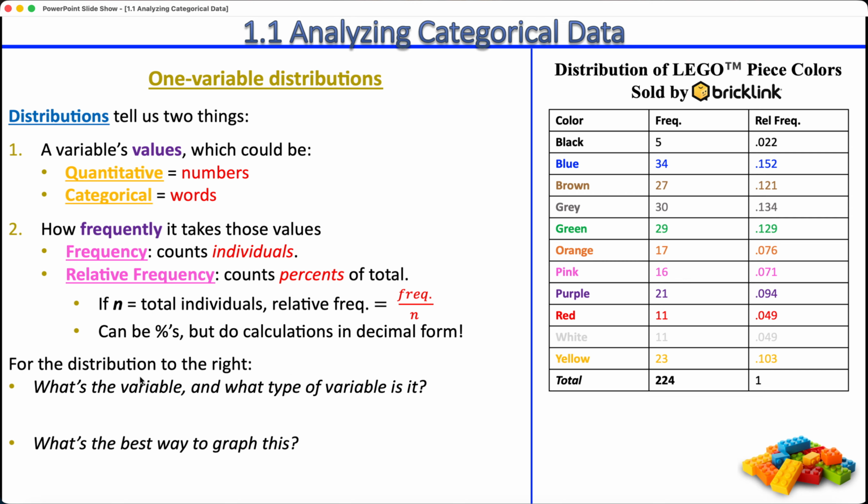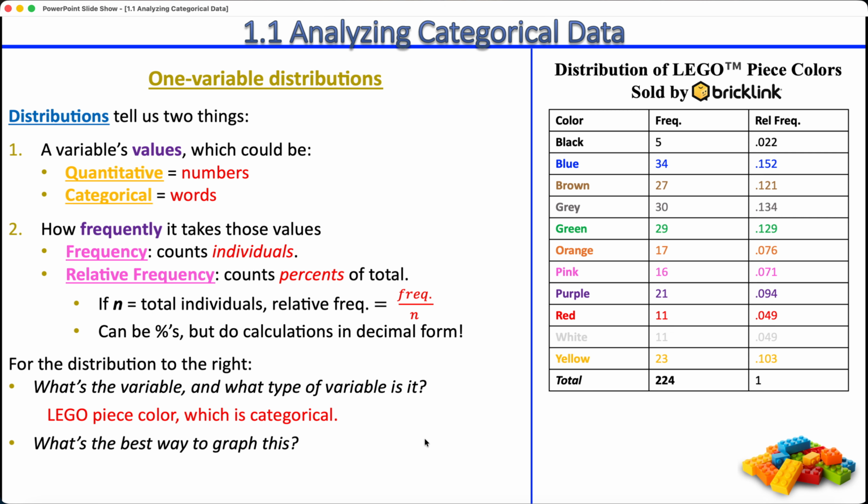So if I ask you, on the right, what's the variable and what type of variable is it? Feel free to pause at any point if you want to try to answer or ponder these questions yourself, but I'm just going to roll through this right now. You should recognize that the variable we're looking at is the Lego piece color, and that's a categorical variable because colors are words and not numbers, right?